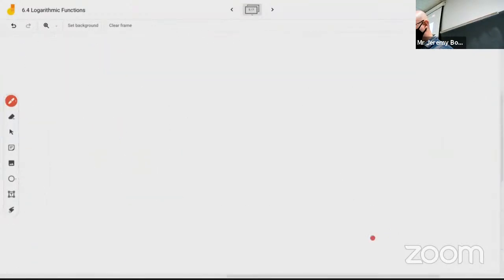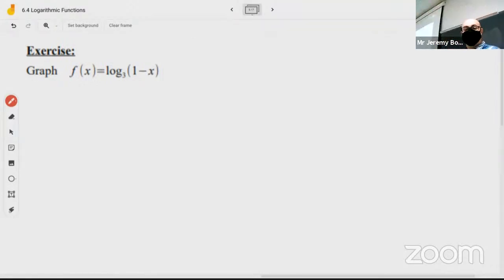All right. I'll give y'all a moment. Try this one out on your own. See what you can do. I would suggest finding a domain first and then picking some points and see if you can get that graph. So give it a shot. I'll give you a few minutes and then we'll talk about it.